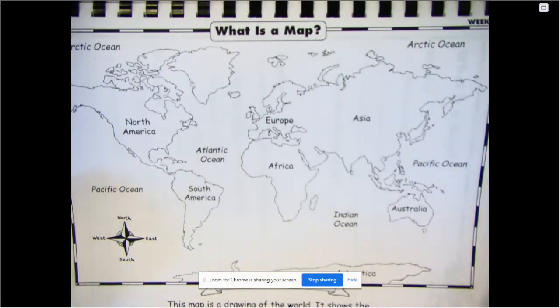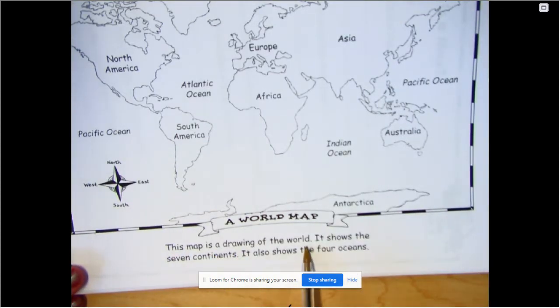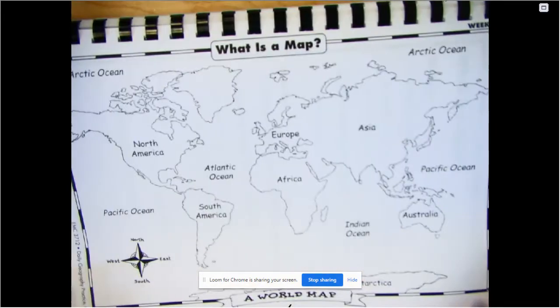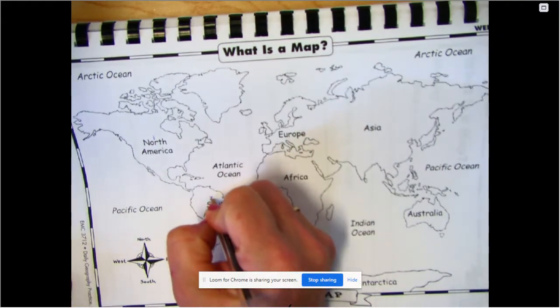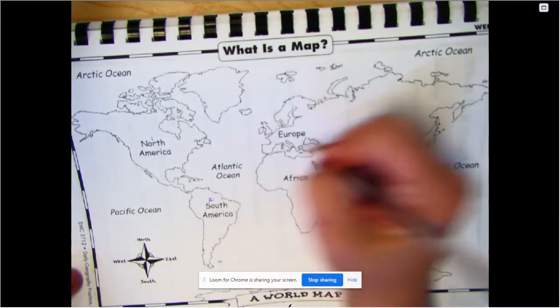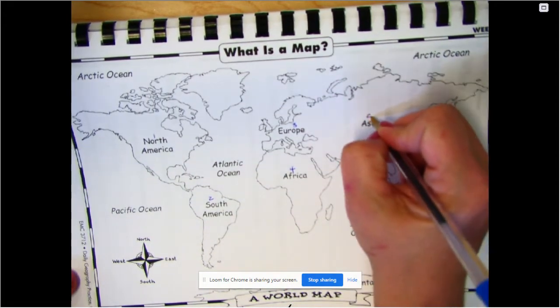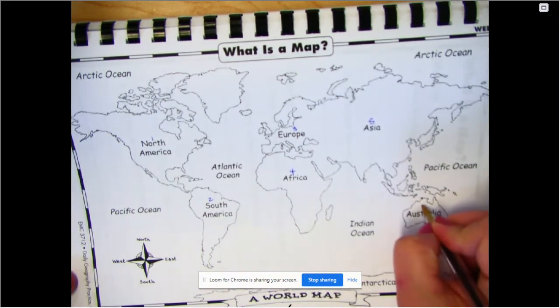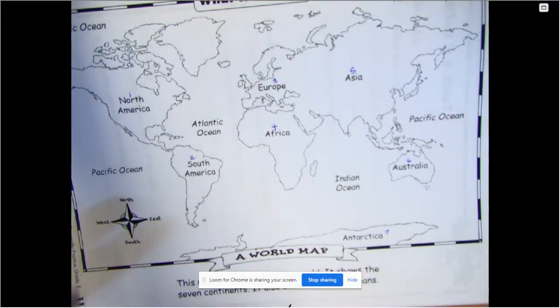What is a map? It says this map is a drawing of the world. It shows the 7 continents. It also shows the 4 oceans. Let's see if we can find the 7 continents. There's 1, North America, 2, South America, 3, Europe, 4, Africa, 5, Asia, 6, Australia, and 7, Antarctica.